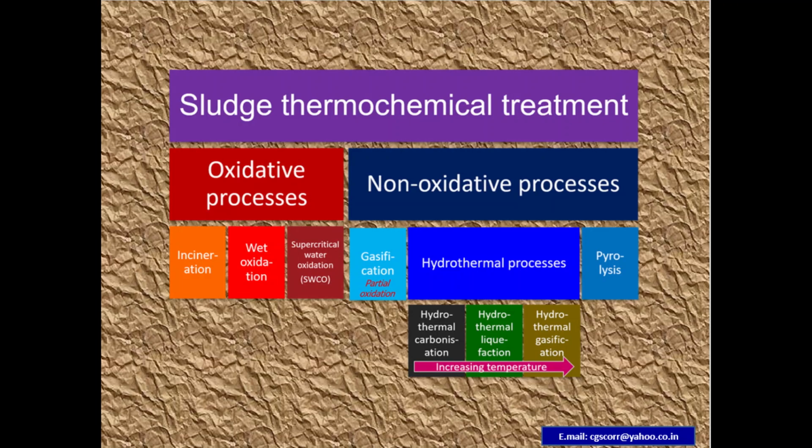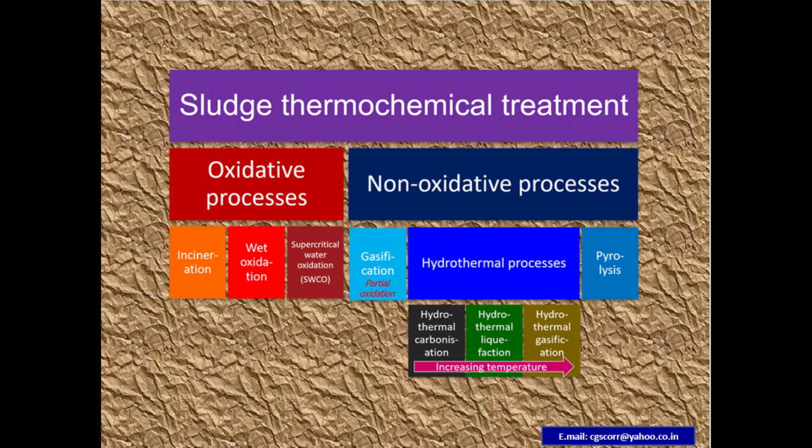Sludge thermochemical treatment. First one is oxidative process. Under this we have three categories: incineration, wet oxidation, and supercritical water oxidation, shortly called SCWO. Then another one is non-oxidative processes. Among this, first one is gasification, that is partial oxidation.